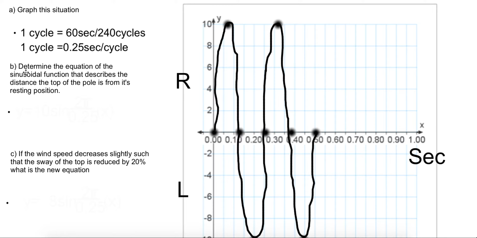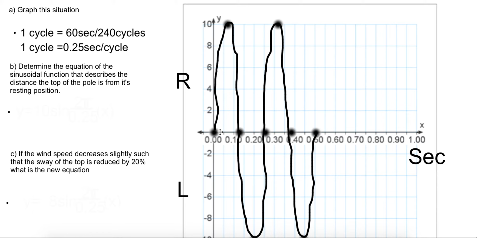Determine the equation of the sinusoidal function. Our amplitude is 10. We found that because it goes right 10, then left 10. Right 10, left 10. The equation of the axis is 0, so we don't have any c value at the end. We've started at 0, 0, which is nice because we don't have a phase shift at all. So all we have to do is find our k value.